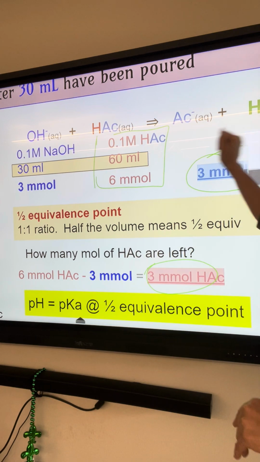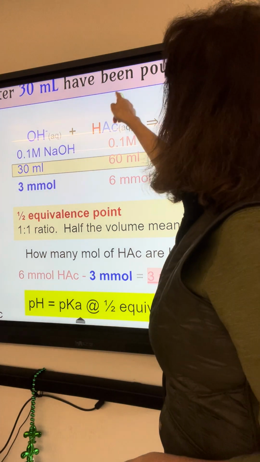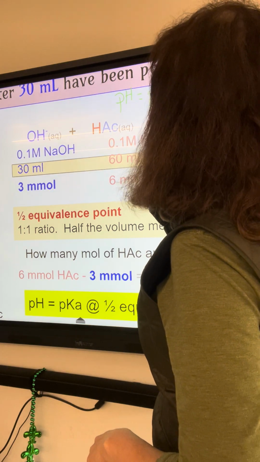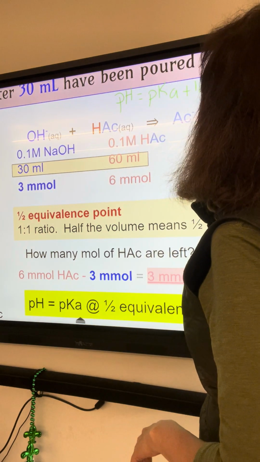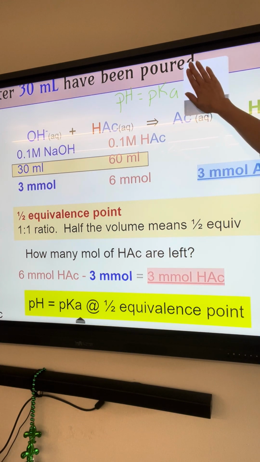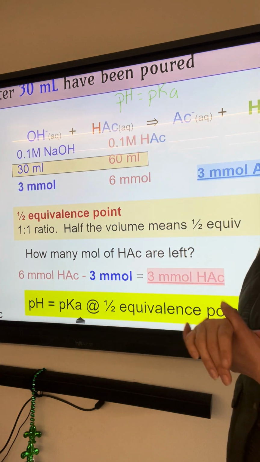When we use the Henderson-Hasselbalch, the pH is gonna be equal to the pKa plus the log of the base over the acid, right? If this is 3 and this is 3, it is the log of 1, right? Anybody knows what the log of 1 is? 0. So this term cancels out, right? So pH equals pKa at the half equivalence point.